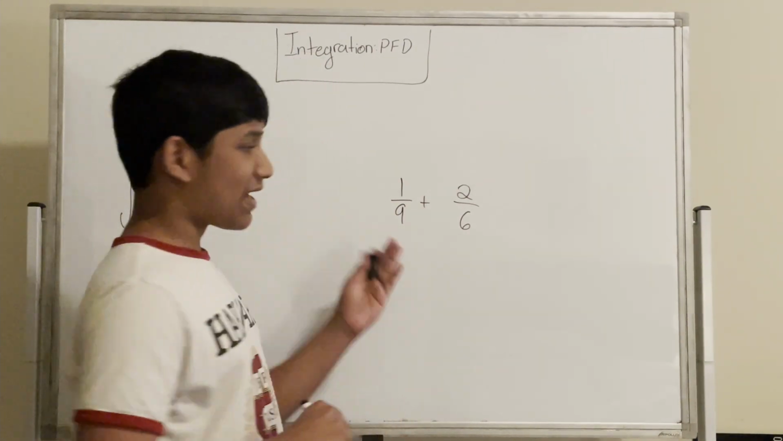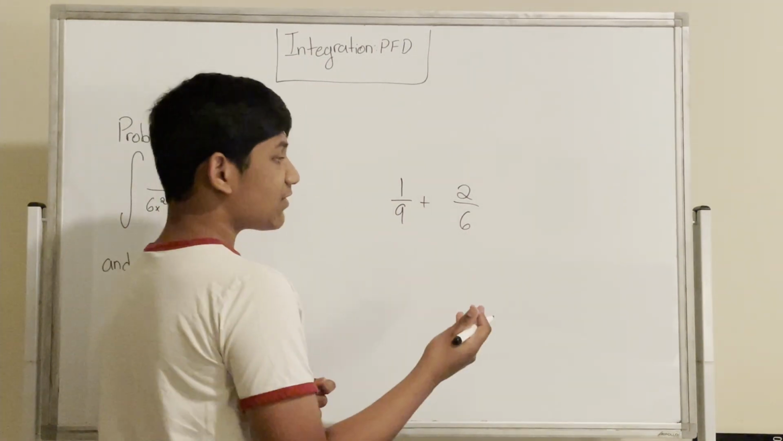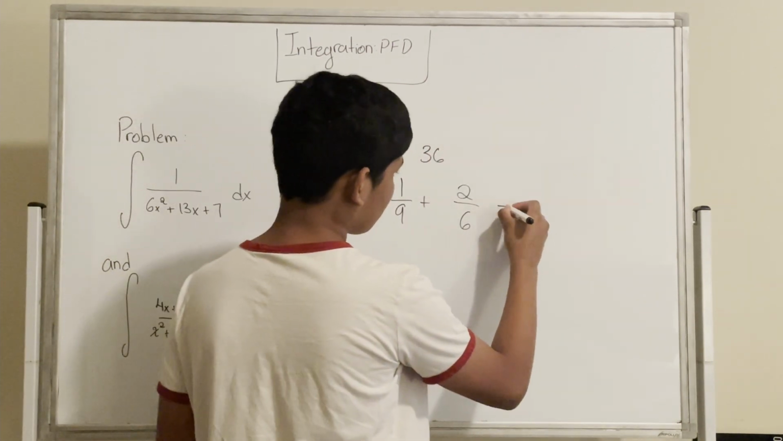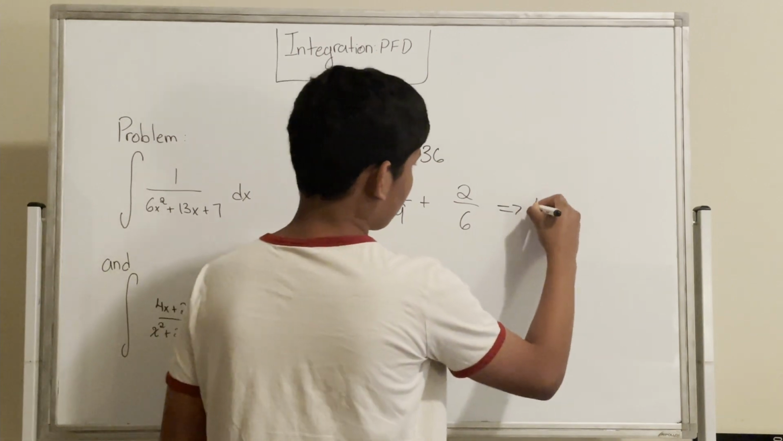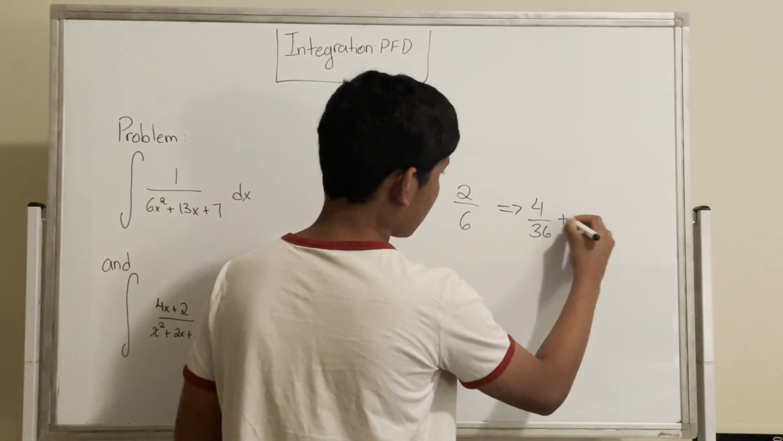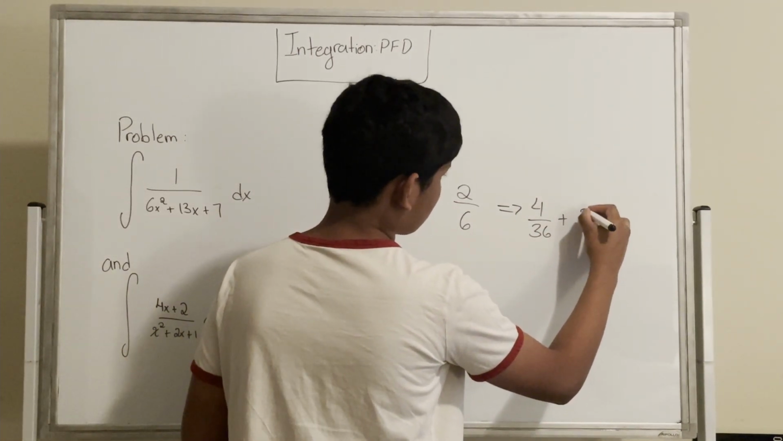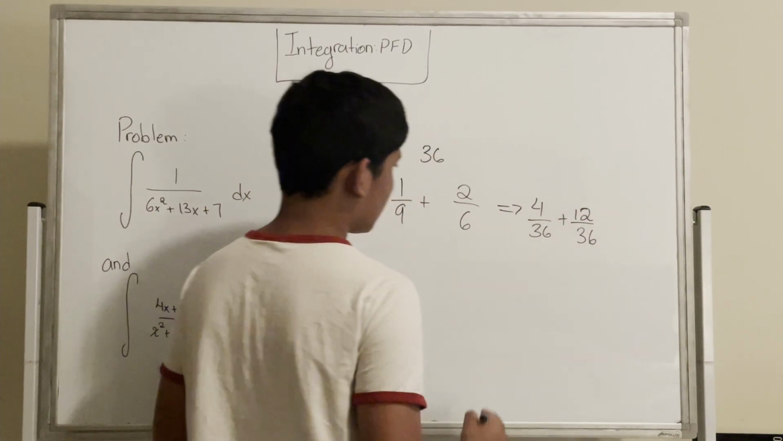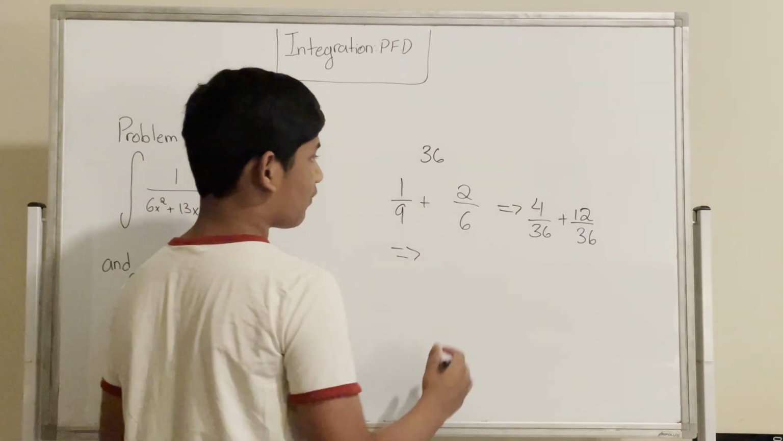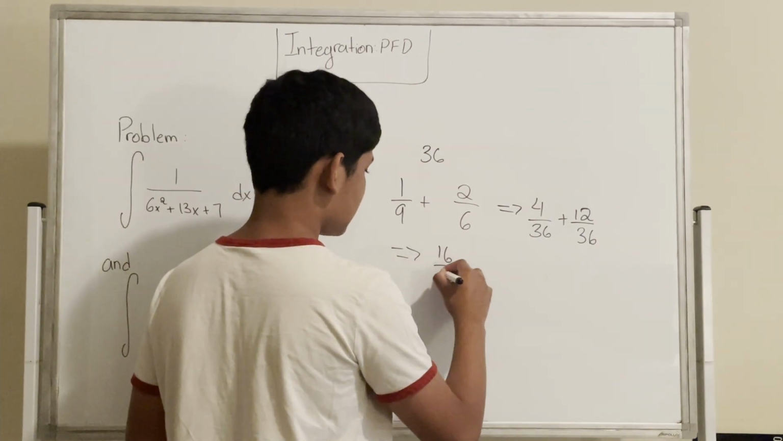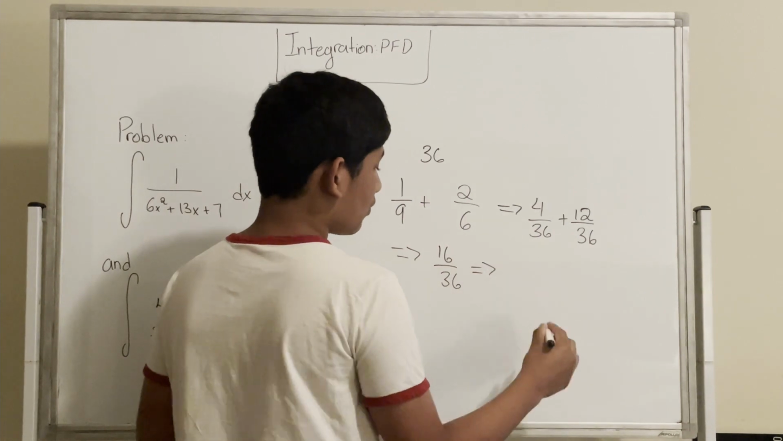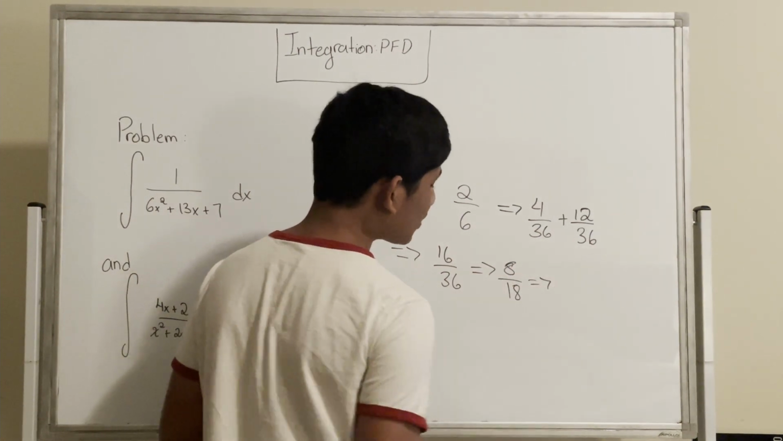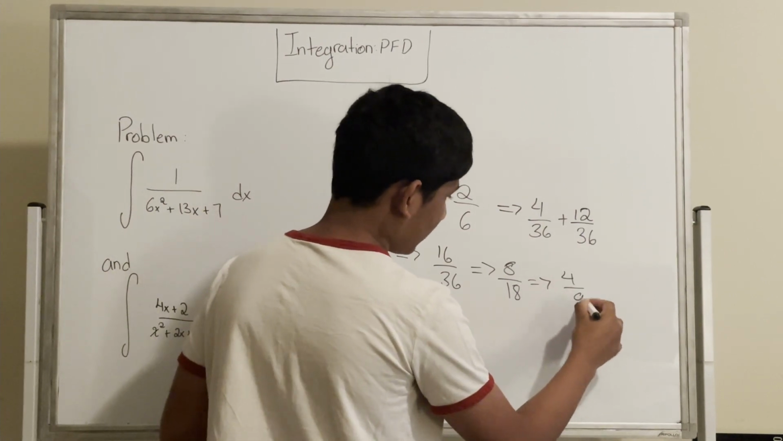Now, let's essentially add these together. So first we have to find a common denominator. This is 36. Now if we do this, we'll get 4/36 plus 12/36. Now we can add these, therefore get 16/36, which will get 8/18, and in turn we'll get 4/9.